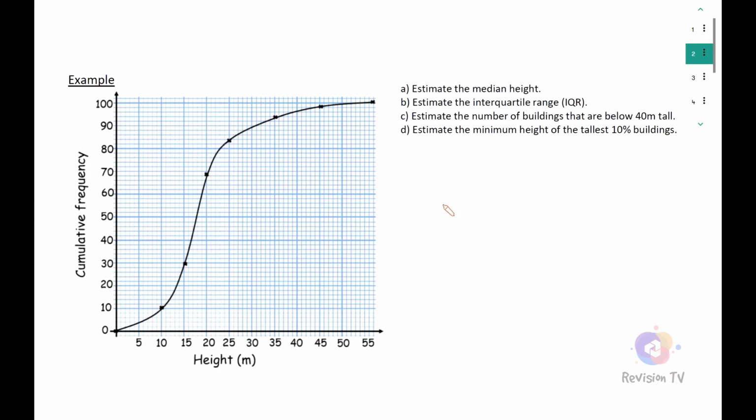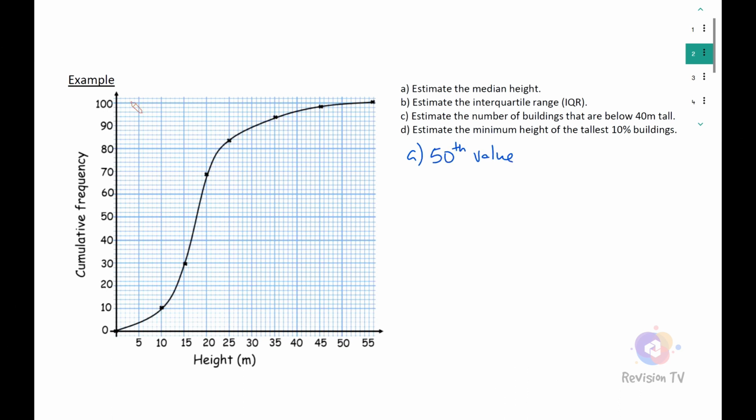The first thing we'll do is to interpret the graph. So here's a cumulative frequency graph. You can see it's a curve that goes through all the points. So estimate the median height. Now, from the cumulative frequency, we can tell from 0 to 100. It means altogether there are 100 data points, or 100 people, population, and sample size. So median is a middle value, so half of 100 is the 50th. So question A, you need to work out the 50th value.